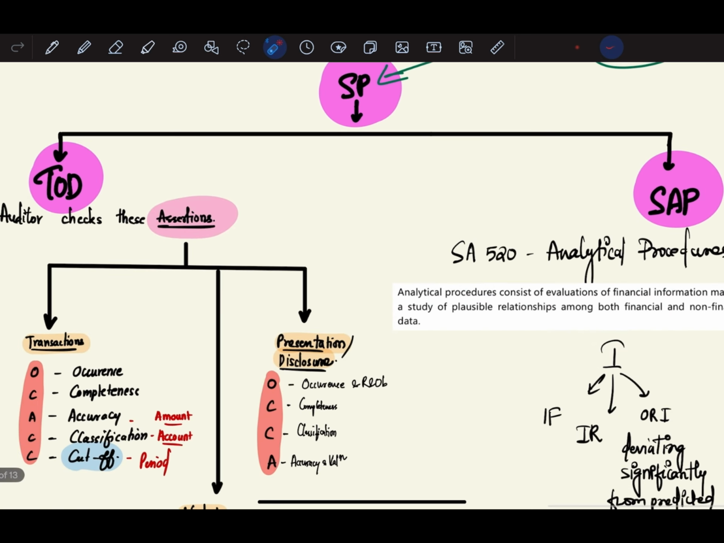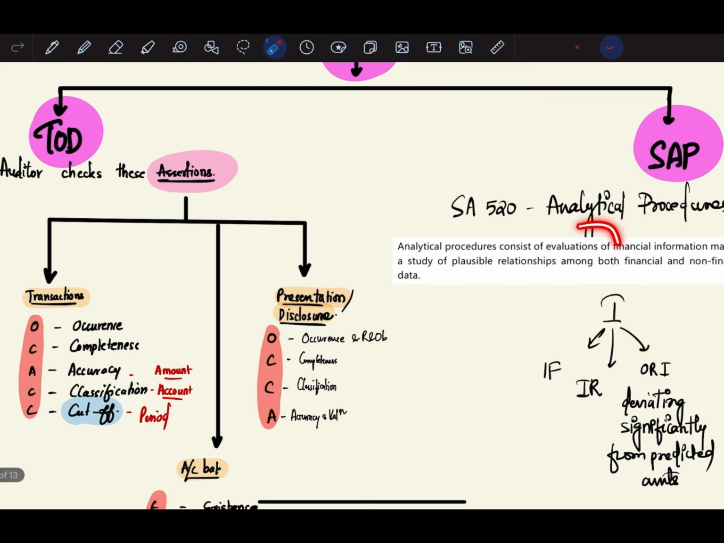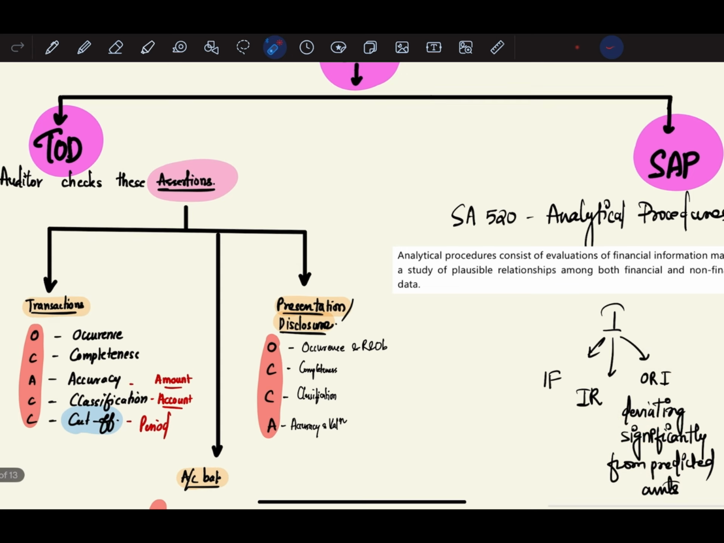So next, let us come to substantive procedures. Substantive procedures mainly include test of detail and substantive analytical procedures. You already read about substantive analytical procedures in SA 520. So basically, it is the evaluation of financial and non-financial information, the plausible relationship between financial and non-financial information, and it also includes investigation of identified fluctuations, inconsistent relationships, and other relevant information that is deviating significantly from the predicted amounts. Next one is test of detail.